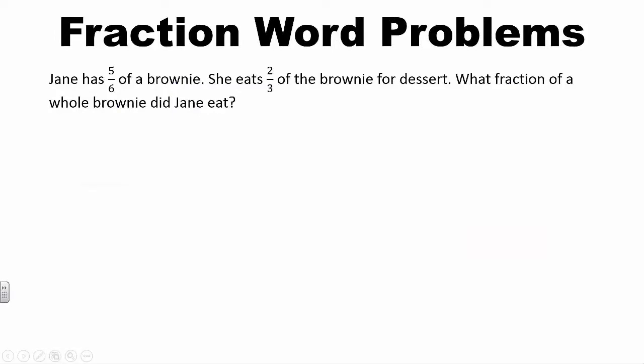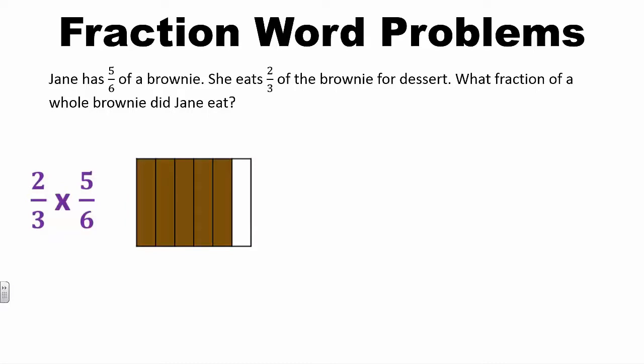Let's look at an example of a word problem with multiplication. Jane has 5/6 of a brownie. She eats 2/3 of the brownie for dessert. What fraction of a whole brownie did Jane eat? We need to find 2/3 of 5/6 in order to determine the fraction of a whole brownie that Jane ate.